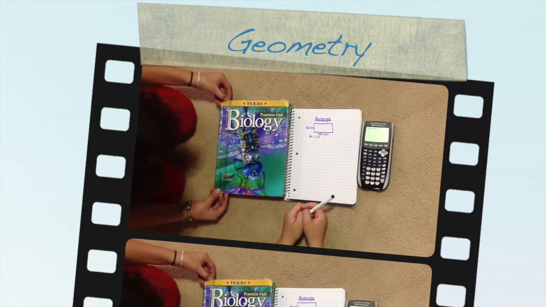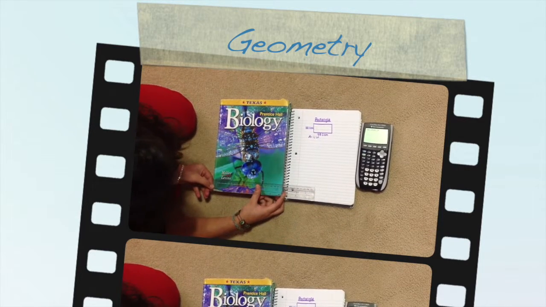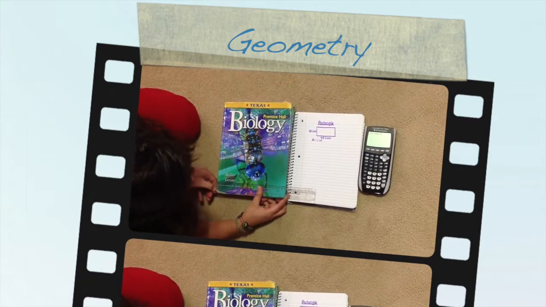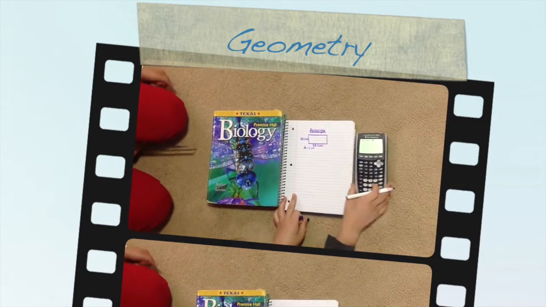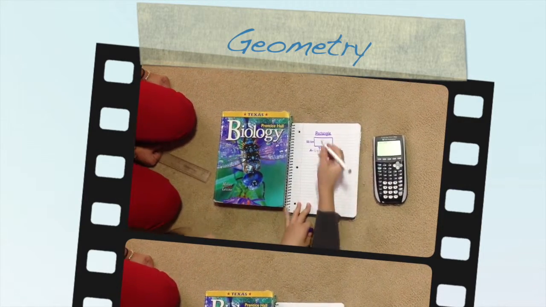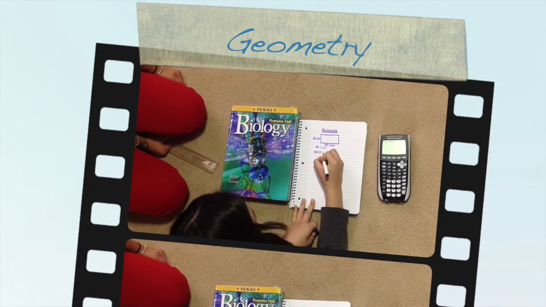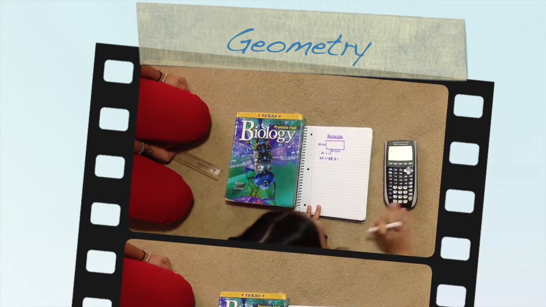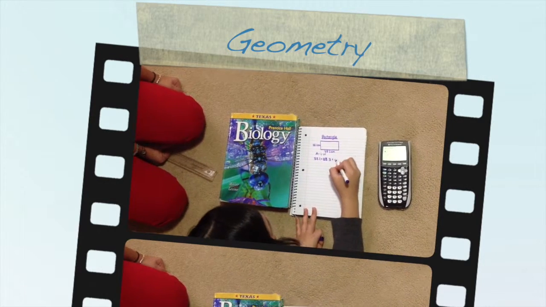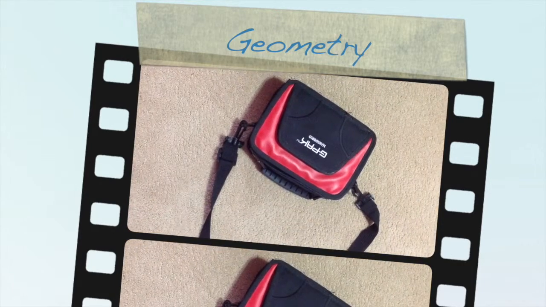The length is 28.2 and the width is 22.1. And the formula for finding the area of a rectangle is length times width. So we do 22.1 times 28.2, and that equals 623.22 centimeters squared.